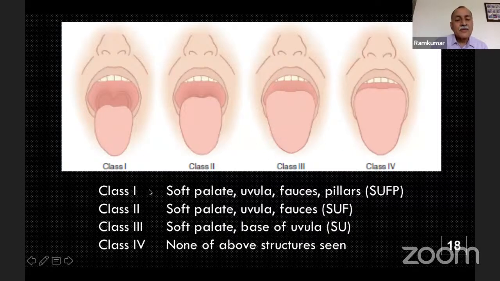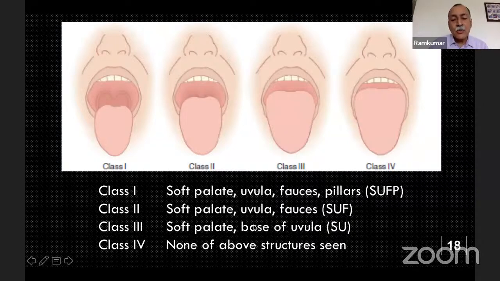In class 1, we see all the 4 structures, S, U, F, and P, soft palate, uvula, fauces, and the pillars. In class 2, the tongue is relatively larger and it blocks off the view of the pillars. Therefore, what you see is only the S, the U, and the F, that is the soft palate, the uvula, and the fauces. When it becomes class 3, the tongue is even relatively larger in size for the oral cavity, and therefore it blocks off not only the pillars but also the fauces, and therefore you see only the soft palate and the base of the uvula.